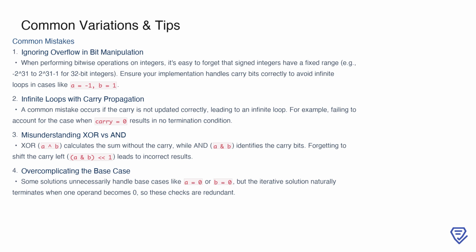Finally, watch out for unnecessary base case handling. Some solutions explicitly check if A or B is 0, but the iterative approach naturally terminates when one operand becomes 0, so these checks are redundant and add unnecessary complexity.